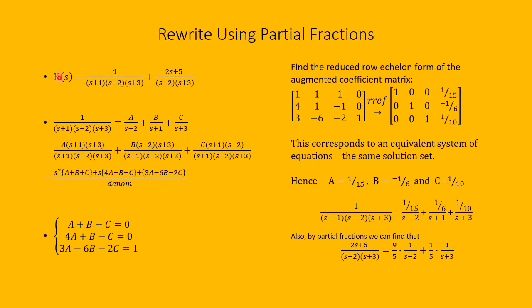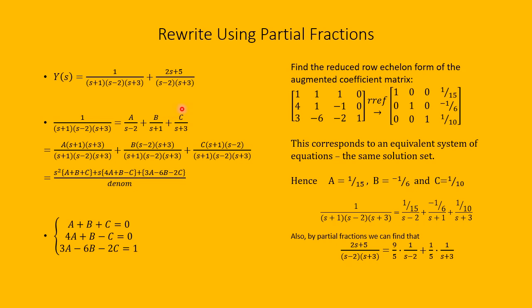So far, we have that capital Y(s) is equal to 1/((s+1)(s−2)(s+3)) plus (2s + 5)/((s−2)(s+3)). That basically is from the last transparency and factoring a quadratic that appeared there. So now, by partial fractions, this fraction here should equal A/(s−2) + B/(s+1) + C/(s+3), where A, B, and C are constants to be determined.